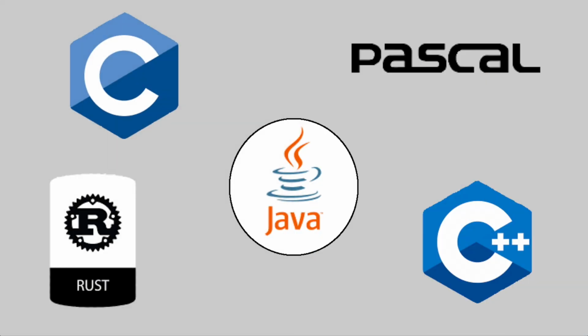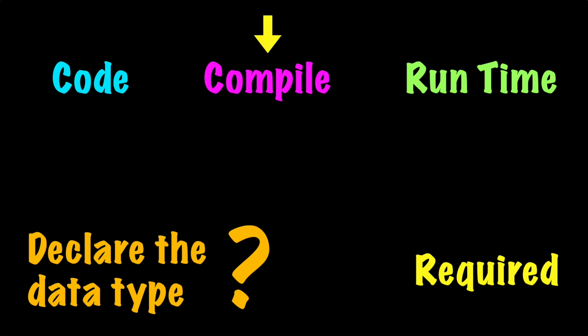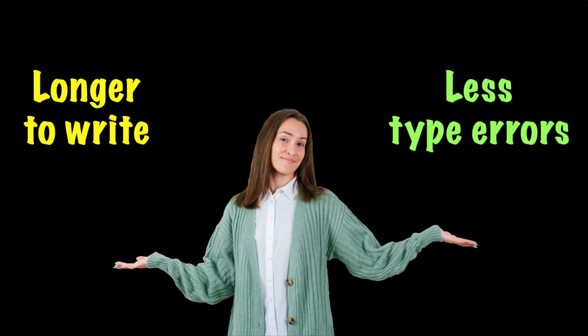Here are a few common statically typed languages. They declare variables with the data type to assist with type checking at compile time. It takes a little longer to write, but will catch bugs at an earlier stage.